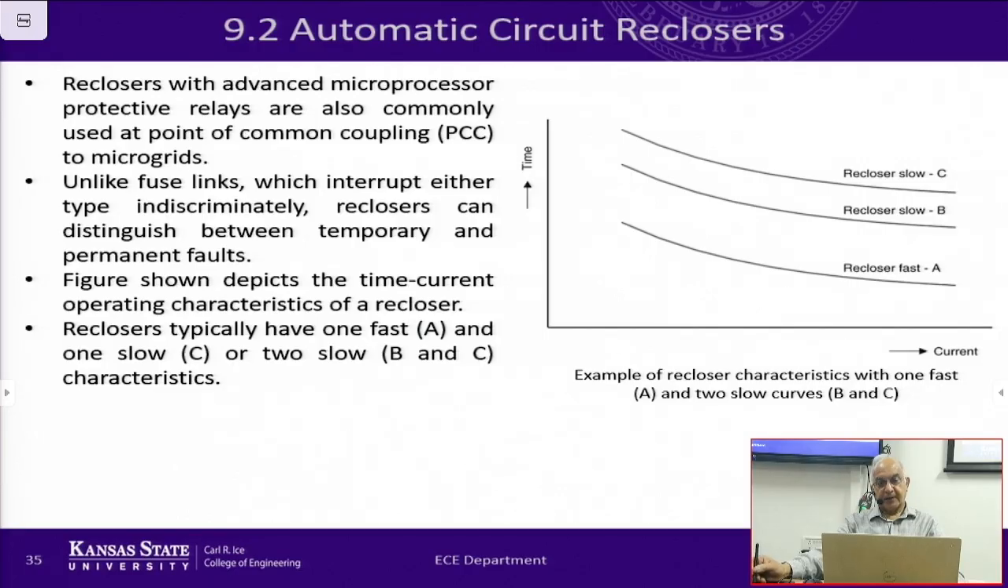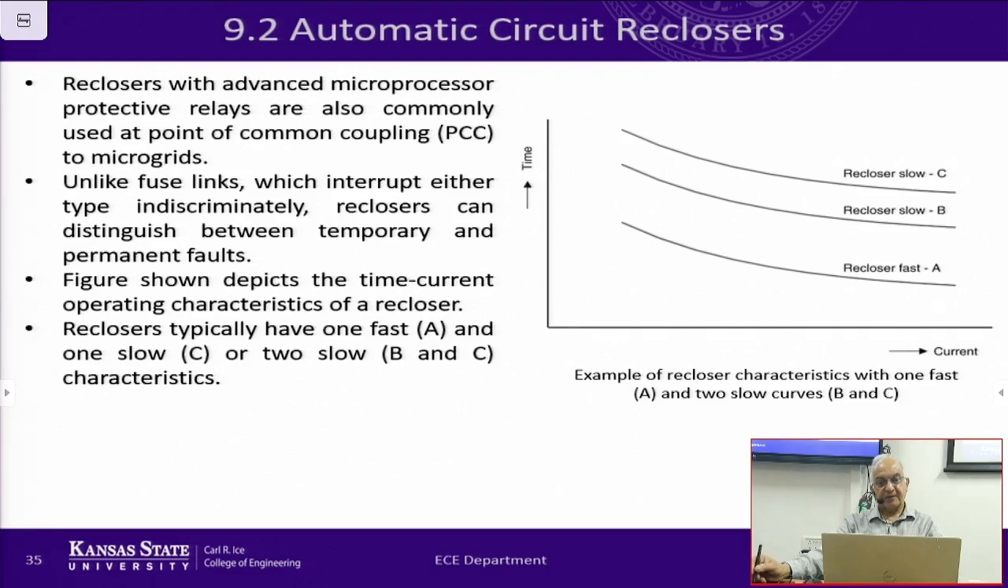This is again like a fuse. We have current on the x-axis and time on the y-axis, and this is what we call the fast characteristic, and B and C are the slow characteristics. So the recloser will have a relay inside of it with fast as well as slow characteristics. Typically, when a utility wants to deploy a recloser, they will choose the fast one, and then you also will use either B or C, one of the two characteristics.